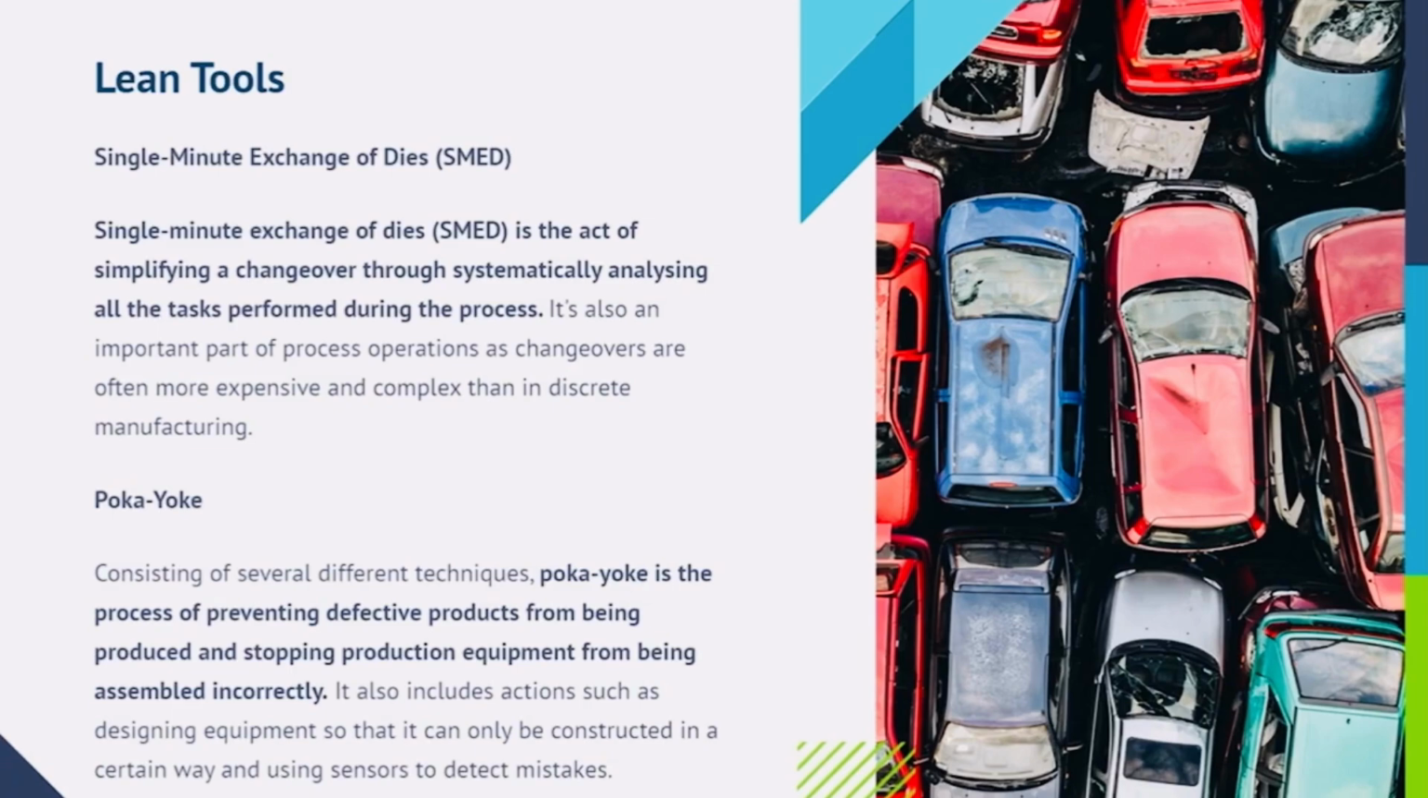in discrete manufacturing. Poka-yoke. Consisting of several different techniques, Poka-yoke is the process of preventing defective products from being produced and stopping production equipment from being assembled incorrectly. It also includes actions such as designing equipment so that it can only be constructed in a certain way and using sensors to detect mistakes.